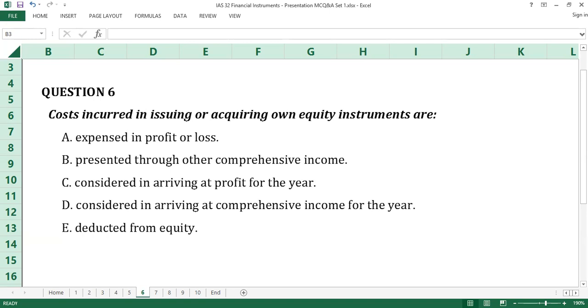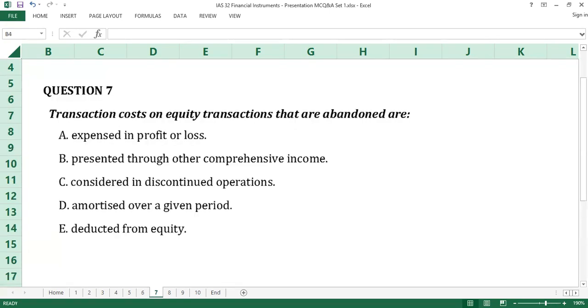Time up. Question number 7. Transaction costs on equity transactions that are abandoned are dash. A. Expense in profit or loss. B. Presented through other comprehensive income. C. Considered in discontinued operations. D. Amortized over a given period. E. Deducted from equity. Time counts.